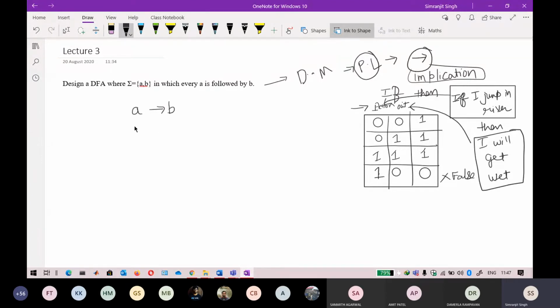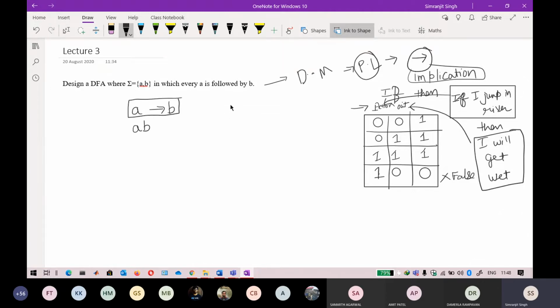Okay, so it means that if A comes, it has to be followed by a B, and nothing is given like if A does not come, what will happen? If only B comes, then what will happen? So for that particular scenario, anything is not defined here. Okay, so for that you will go for this implication truth table.